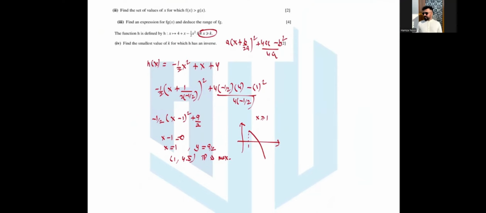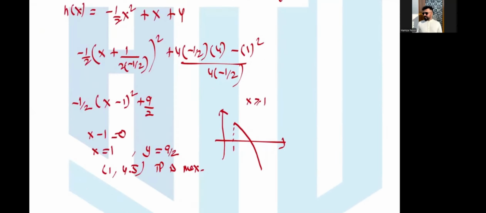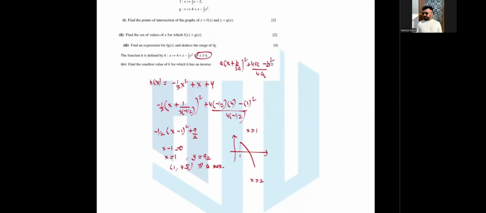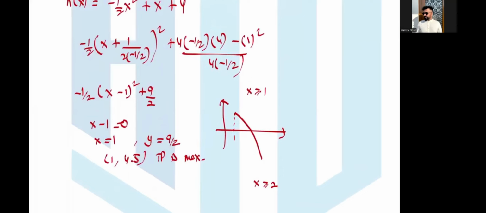Okay, and in order to give some more detailed explanation, let's say the domain was like this, x is greater than or equal to 2. Okay, so let's see, when we put the input of the function h as x equals 2, what is the output? So 4 plus 2 minus half times 2 square. So the output is 4. Okay, so when the input is 2, the output is 4.